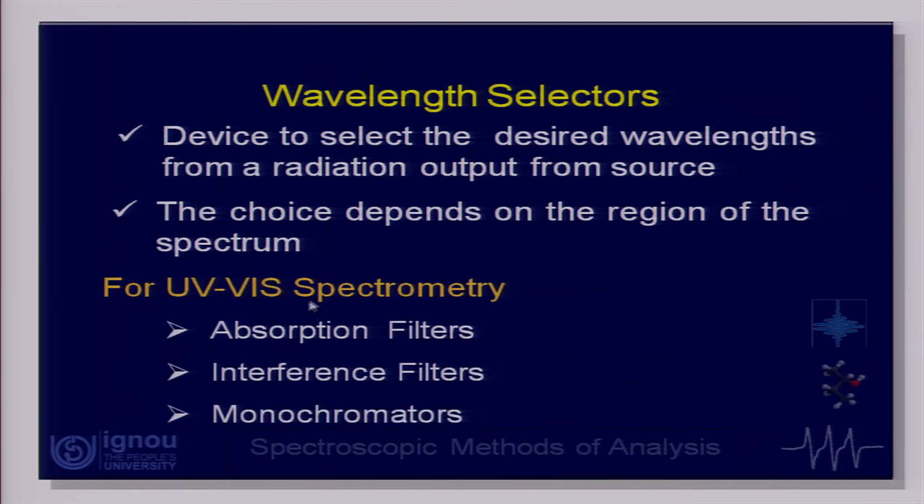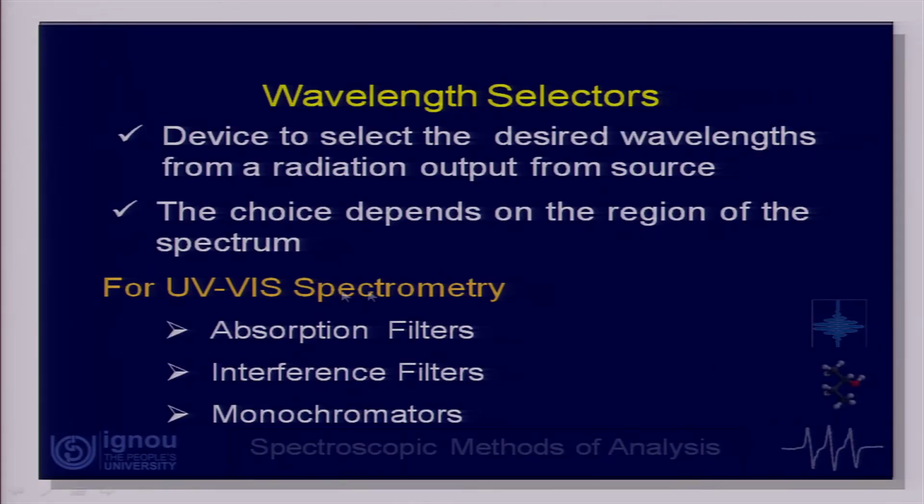Say, for UV visible spectrometry. I mention this because wavelength selectors are used for all kinds of instrumentation. Right now we are focusing only on UV visible spectrometry, but for other kinds of spectroscopy, say IR spectroscopy, we will again be using wavelength selectors, but of a different type. Now, coming back to UV visible spectrometry, essentially there are three kinds of selectors we use. One, the most common or simplest, are absorption filters, then there are interference filters, and then we have monochromators. Let us learn about each one of them.